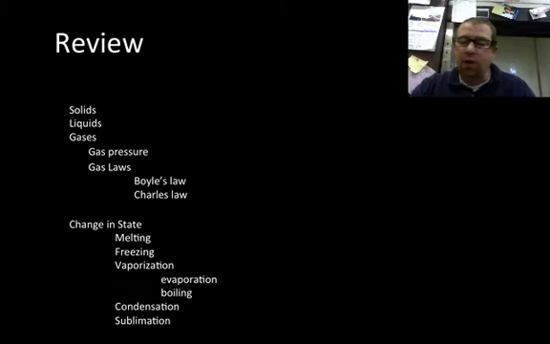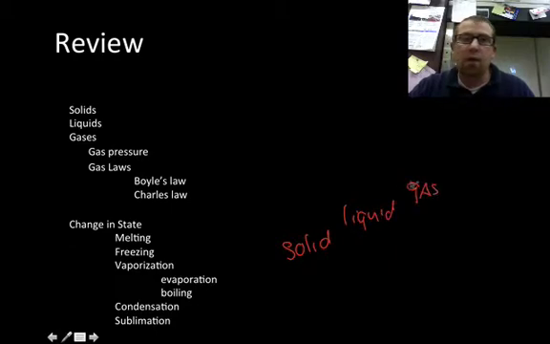And then last, we talked about the changes in state. So we have the three states. We have a solid, a liquid, and a gas. And when we go from a solid to a liquid, we call that melting. When we go back from a liquid to a solid, we call that freezing.